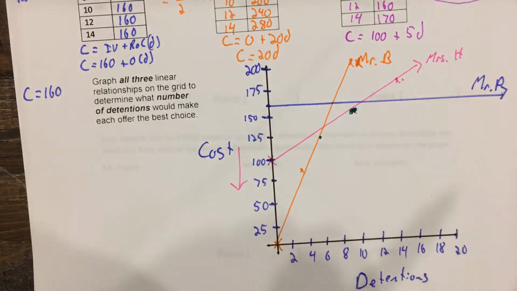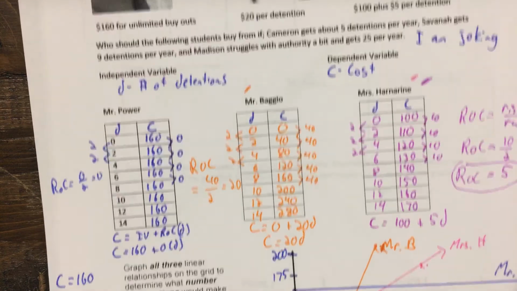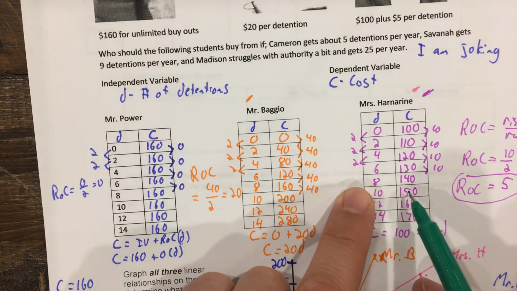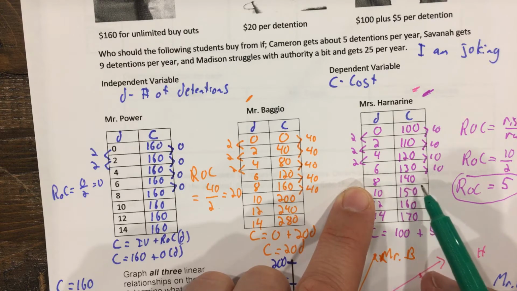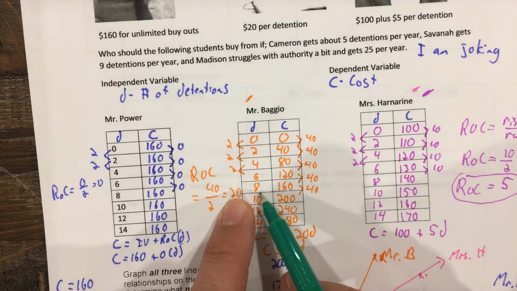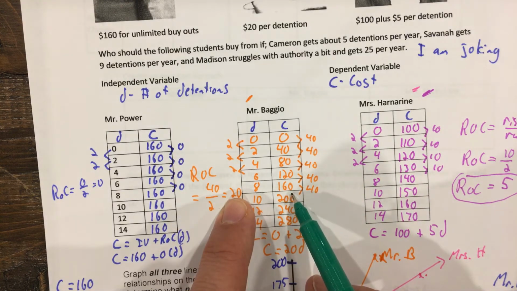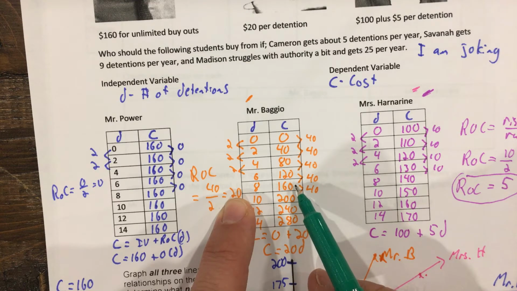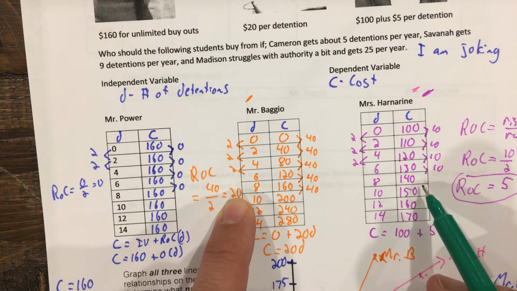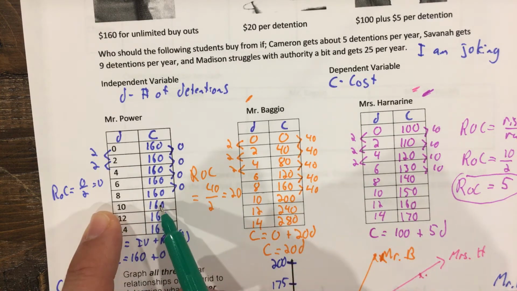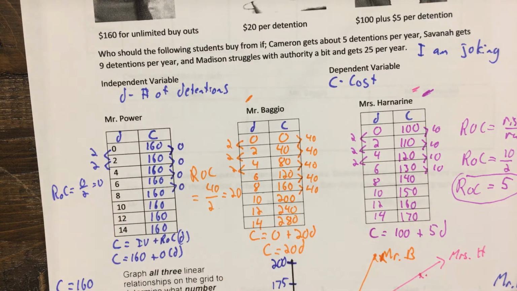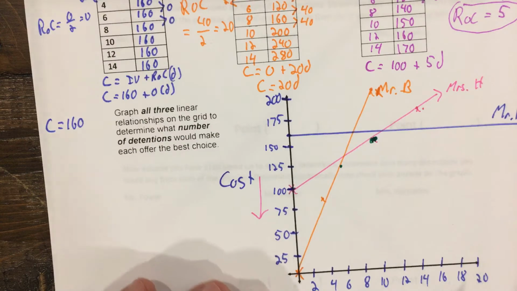Okay, 9 detentions a year. Well, let's look at Miss Harnerine. For 9 detentions, you can see here between 140 and 150 would be $145. For Mr. Baggio, 9 detentions would be between 160 and 200, so $180. So 145 is the cheapest, and 9 detentions for Mr. Power is $160. So Miss Harnerine is your best bet there.